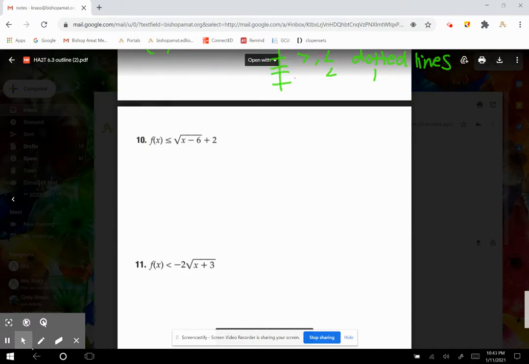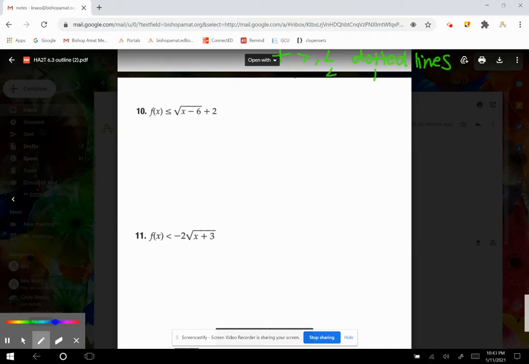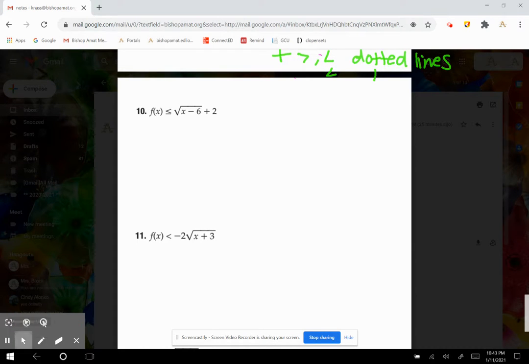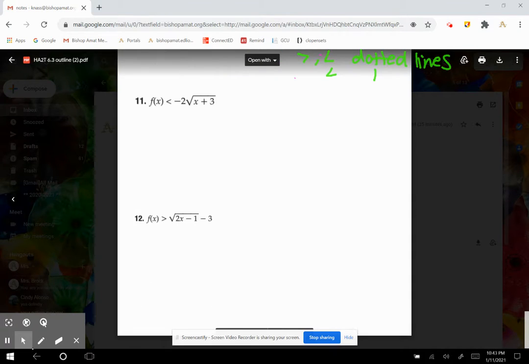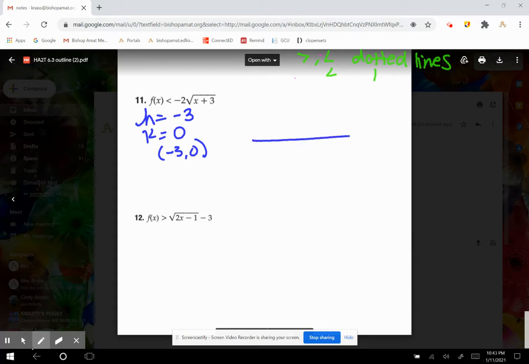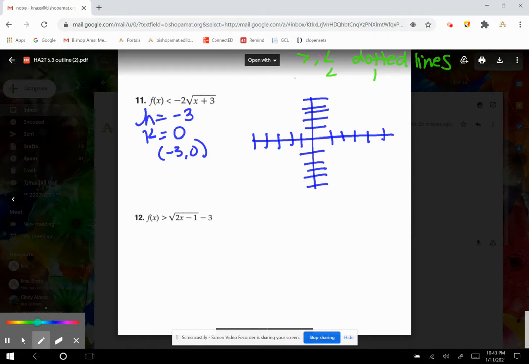Let's try one more. We'll try number 10. Actually, let's do one that's upside down. Let's do 11. So, h, take the opposite of h, -3. K is 0. So my starting point is -3, 0. Draw your graph. All right, -3, 0. So we're right here.